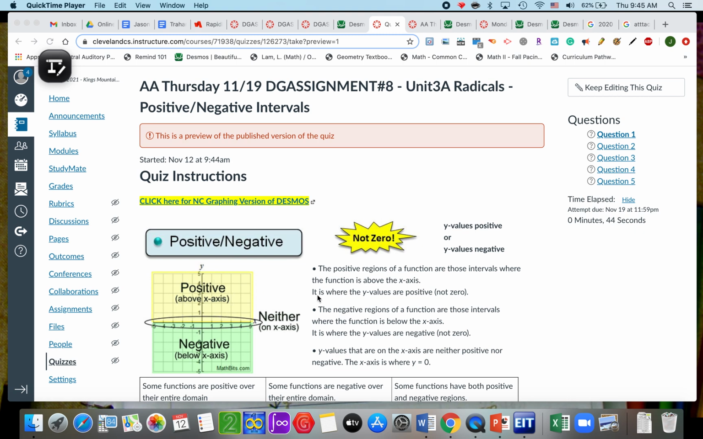That's what we're looking for, is where the y values are positive, not 0, so that's why we have this marked off here. If it's on the x-axis, then we don't want to include it. All right, and then the negative regions of a function are those intervals where the function is below the x-axis. So any part of our function that is below the x-axis is going to be our negative region, because all of the values of y are negative down here below the x-axis.